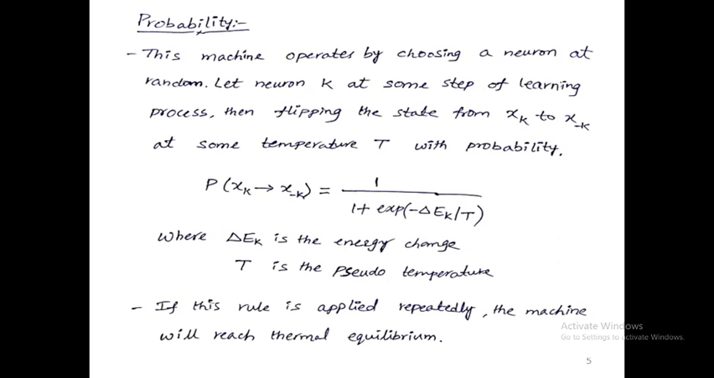Where del Ek is the energy change. We have already seen that energy function, and we considered the 1 by 2 there to differentiate the error and to minimize that error. If you differentiate that error, the 1 by 2 and the 2 will get cancelled, and that needs to be minimized. That's why the energy function is selected with 1 by 2. So del Ek is the energy change and T is the pseudo temperature. If this value is applied repeatedly, then the machine will reach thermal equilibrium. Here temperature also plays a role.